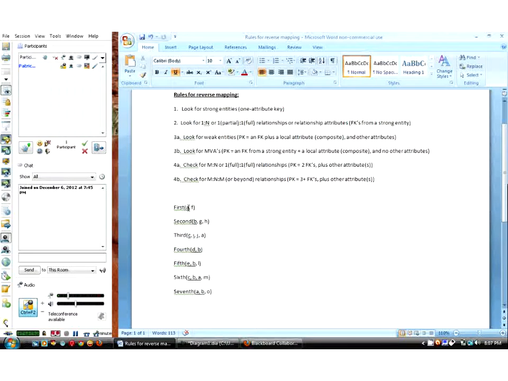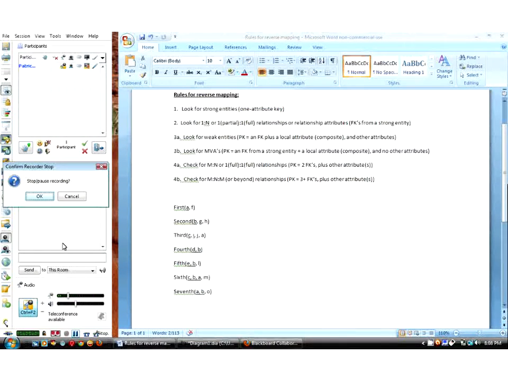I see that first, second, and third fit that bill, because I have A as the key for first, B as the key for second, and C as the key for third. As for the other tables, there's a bunch of junk in the key. I have more than one attribute, so I'm not going there yet, because reverse mapping rule number one tells me to look for a one-attribute key. So I know that first, second, and third are strong entities, and I'm going to draw them as such.